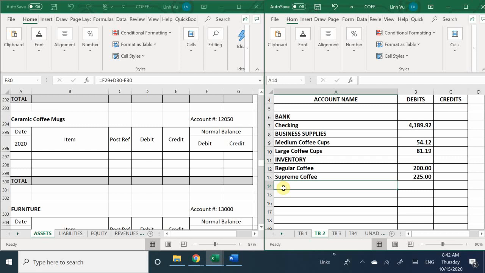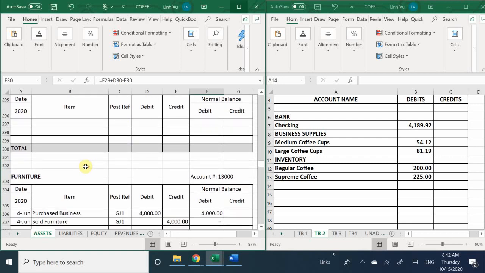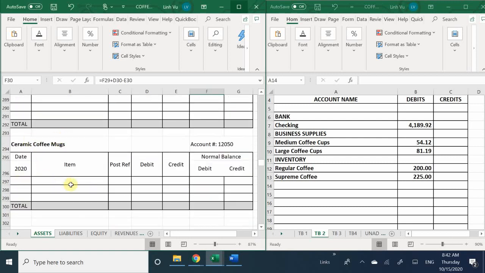Okay, so I'll give you guys a hint. The reason we don't have it is because of the tracking method we are using when we bought our cups. Periodic. When do we actually update our inventory? At the end of the period. So right now they do exist, they're just currently expenses. We haven't converted them into inventory just yet. That's why ceramic coffee mugs is empty.